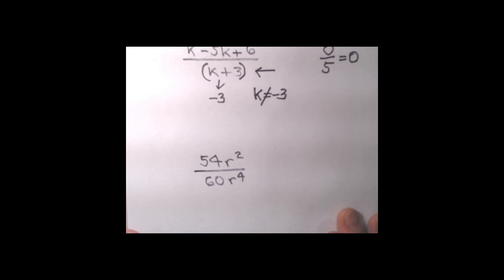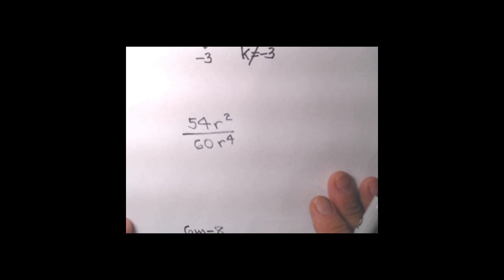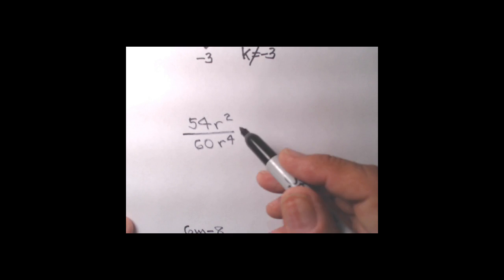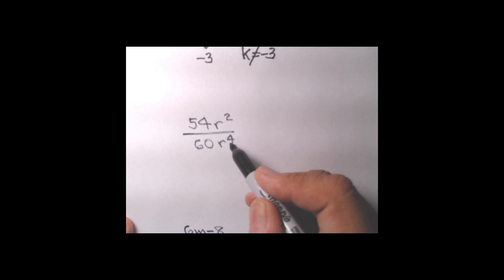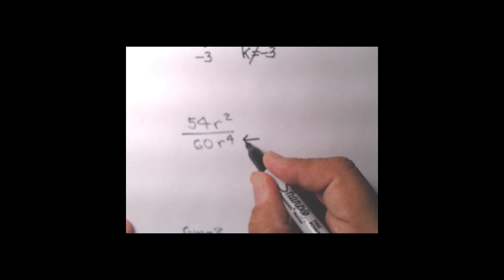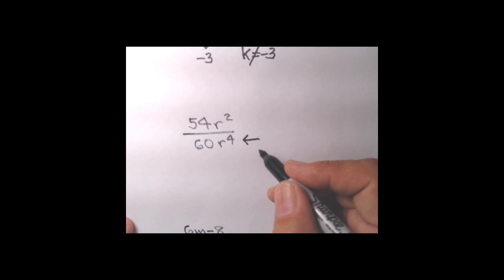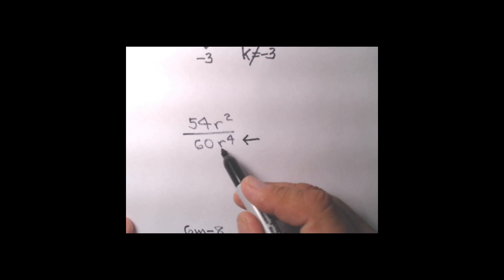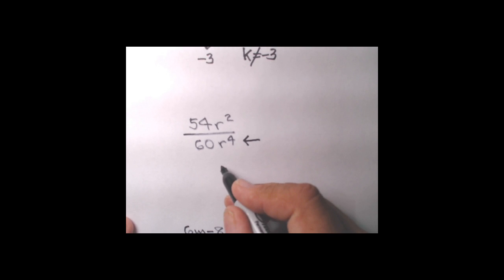Well, some are pretty easy to look at. Here's an example where we already have single terms top and bottom. And again, for excluded values, we're only worried about the downstairs. Well, we see the variable r here. What value of r would make this downstairs equal to 0? Well, just r equals 0.